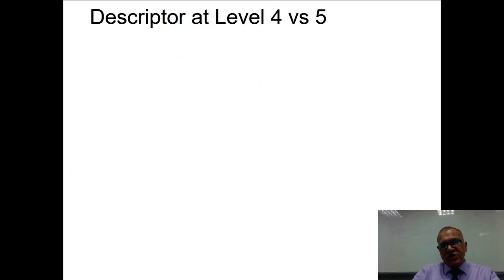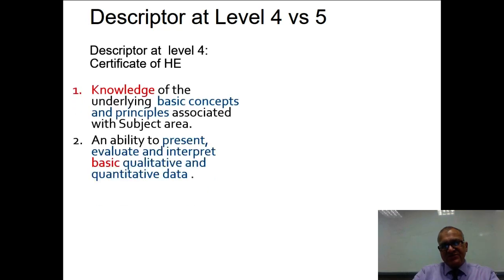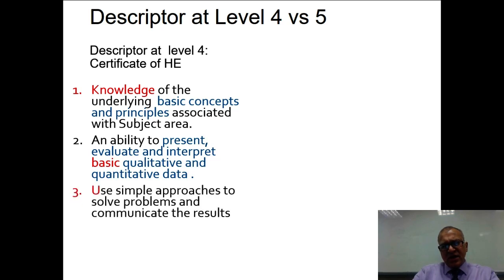UK higher education has defined what level 4 and 5 are. We call them descriptors. Level 4 descriptors are basic knowledge of the concepts, basic applications, basic qualitative and quantitative data analysis techniques, and using simple approaches for solving problems.